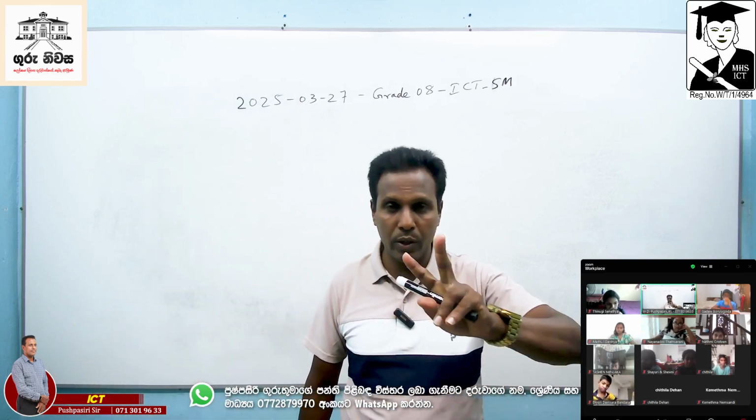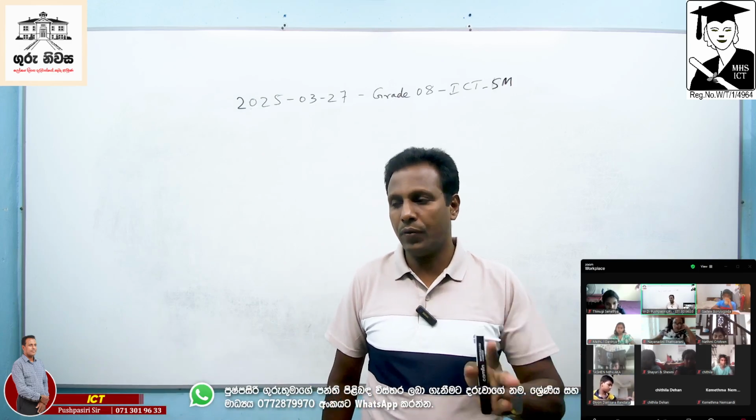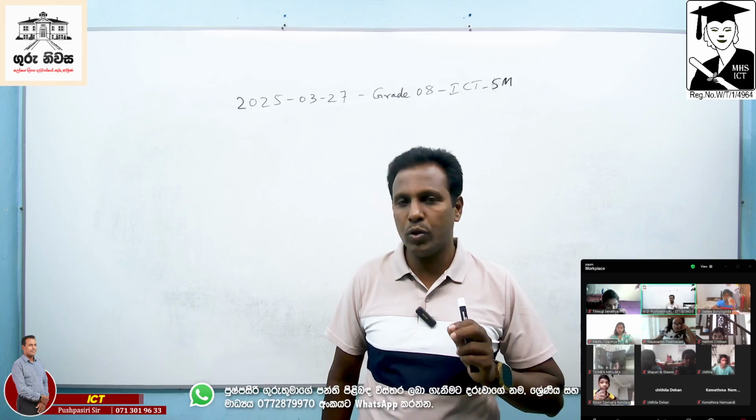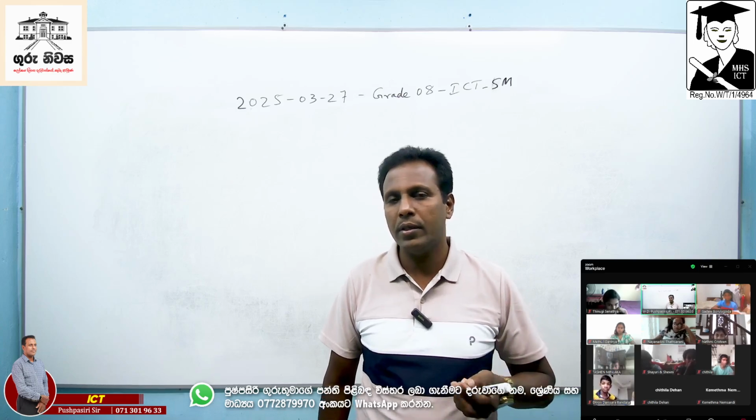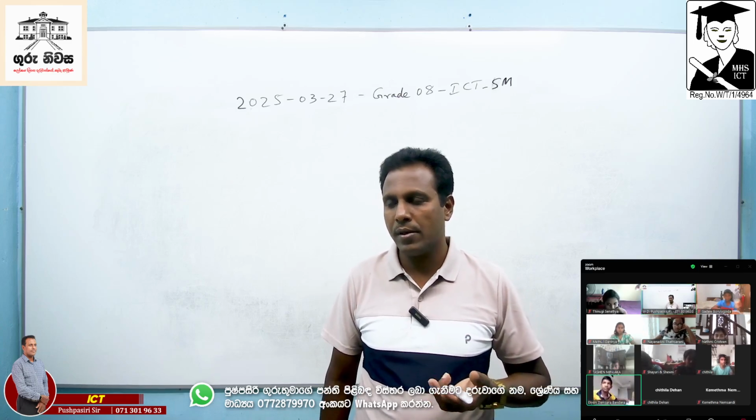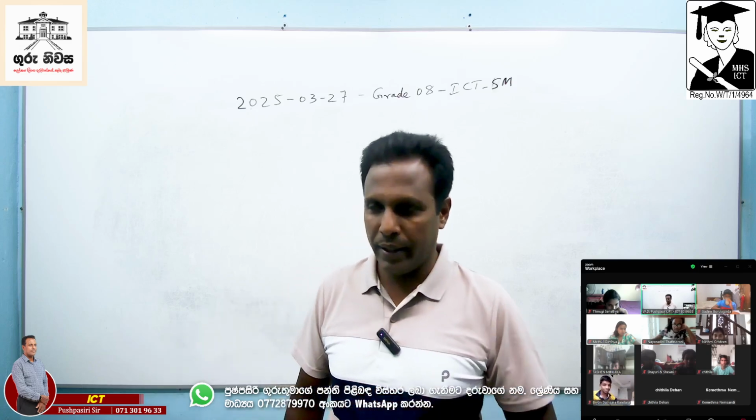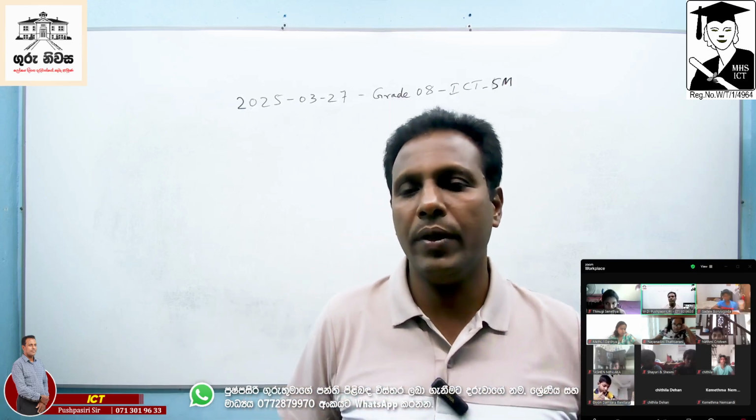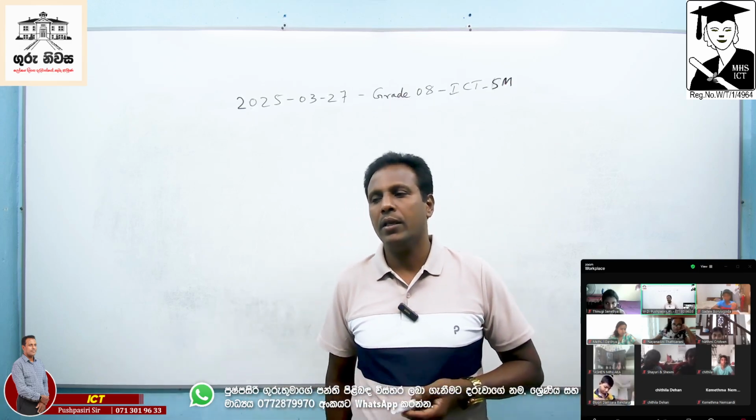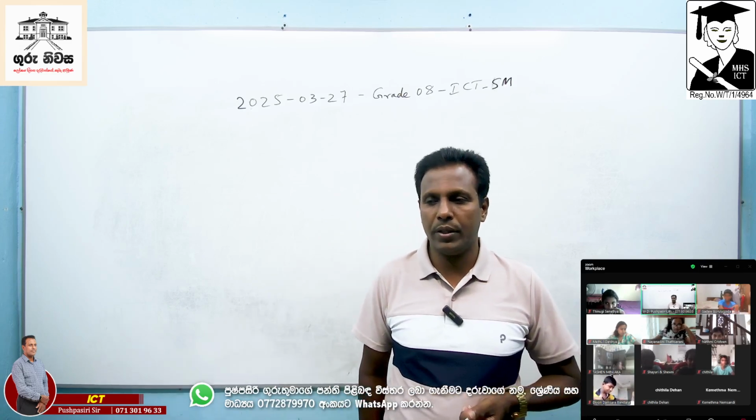Software troubleshooting has two types, right? What are those two types, Dion? Application software troubleshooting and operating system troubleshooting. Very good. So we were doing application software troubleshooting, right?